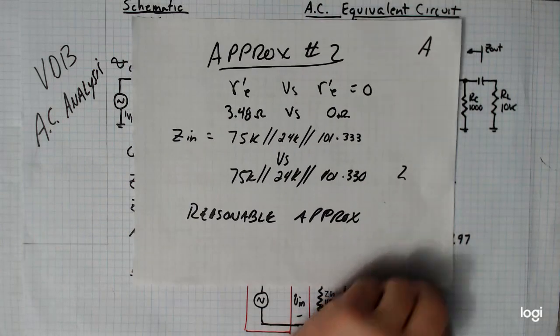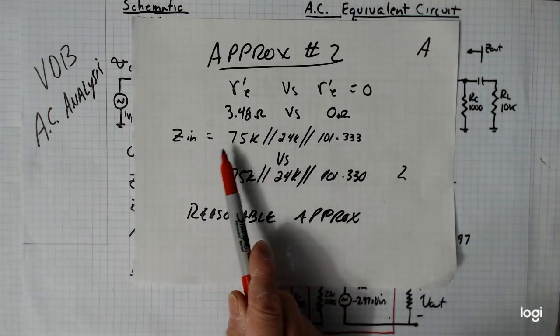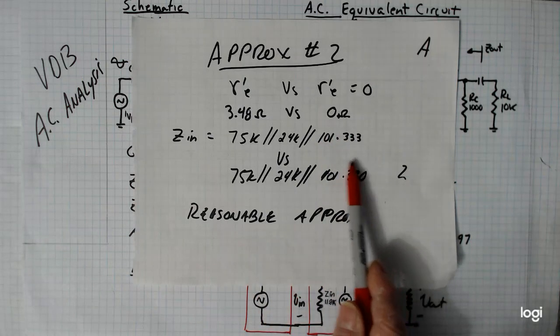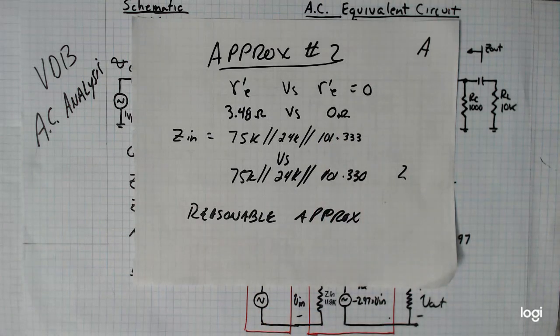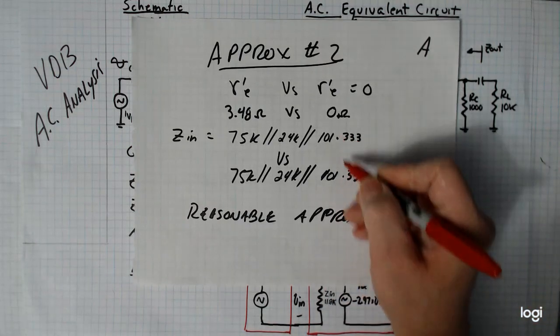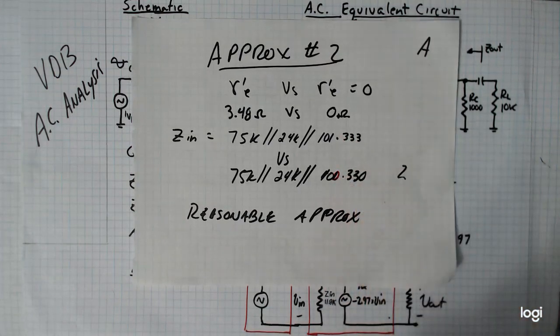let's see here. If we look at Zn, if I take this as basically 101 times 333 versus 101 times 330, I'd say that that's not numerically significant, and a reasonable approximation would be to do it with beta of 100. So that's totally reasonable.